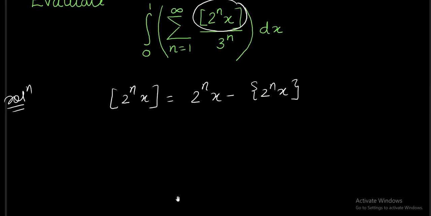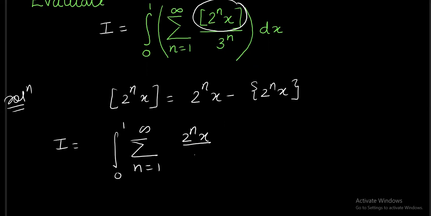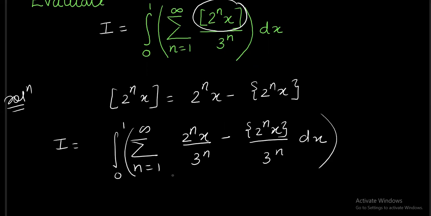Okay, let's see what the integral will become. I'm going to write this integral as I, and the integral I will now take the form integral 0 to 1, sigma n is from 1 to infinity, 2 power nx upon 3 power n, minus fractional part of 2 power nx upon 3 raised to the power n dx. In my next step, I'm just going to separate these two terms.